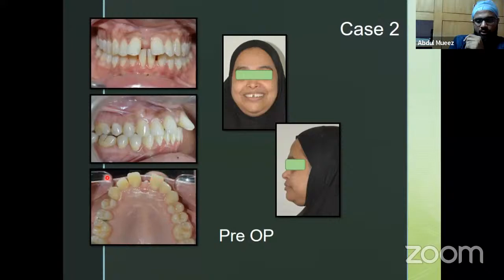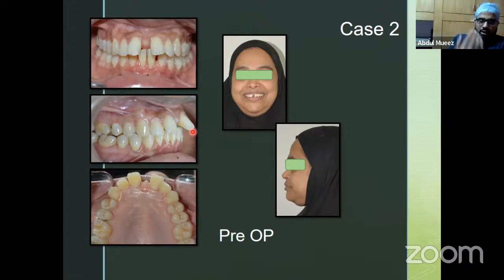There was spacing, and this looks like a fairly easy case for us, just a midline diastema, you close it. No, to close a midline diastema also, you need to... Every case is different. No orthodontist can say that this is a simple, straightforward case and it gets over like this. No, every case is different.